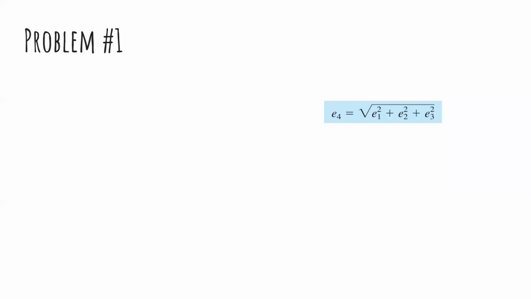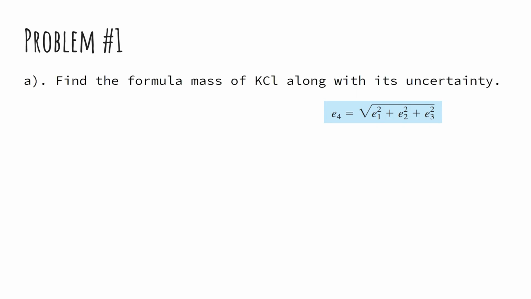So now we are going to do some practice problems. The first part of the problem is to find the formula mass of potassium chloride along with its uncertainty. The information needed for this problem is the uncertainty formula for subtraction and addition. So the first step that we need to do is to write the atomic masses of each element along with its uncertainty.